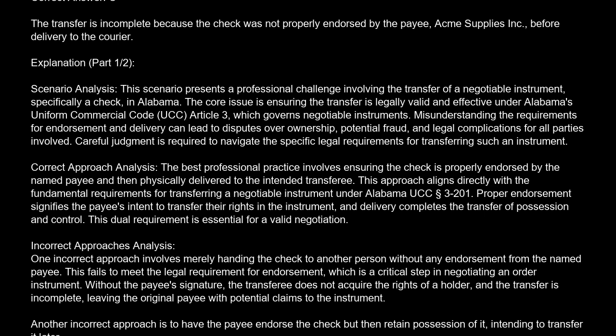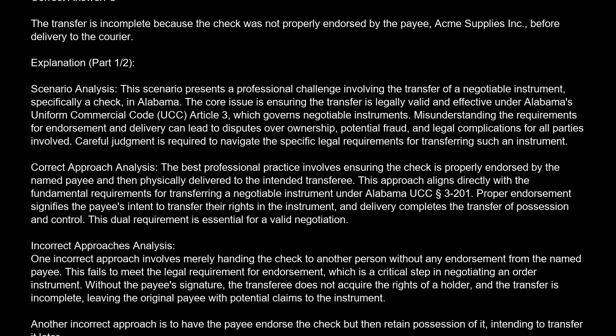Correct approach analysis. The best professional practice involves ensuring the check is properly endorsed by the named payee and then physically delivered to the intended transferee. This approach aligns directly with the fundamental requirements for transferring a negotiable instrument under Alabama UCC Section 3-201. Proper endorsement signifies the payee's intent to transfer their rights in the instrument, and delivery completes the transfer of possession and control. This dual requirement is essential for a valid negotiation.